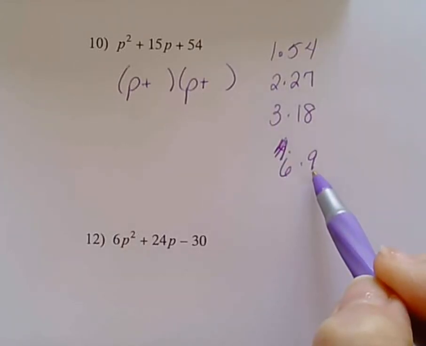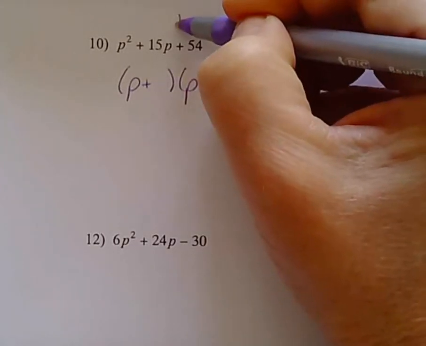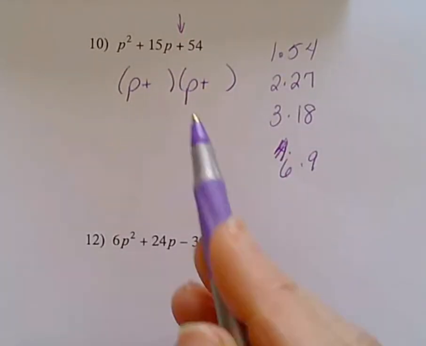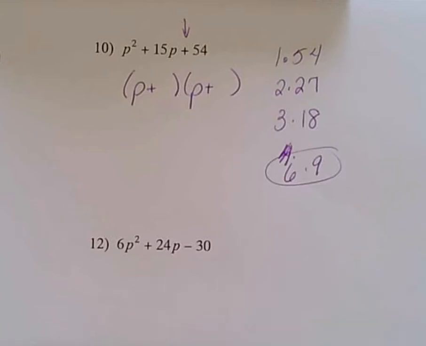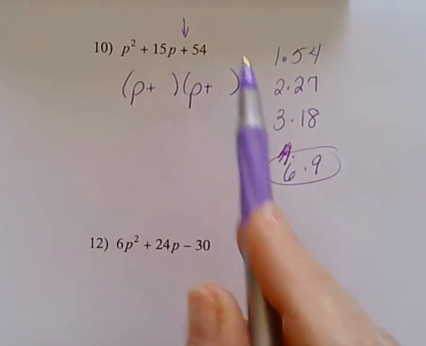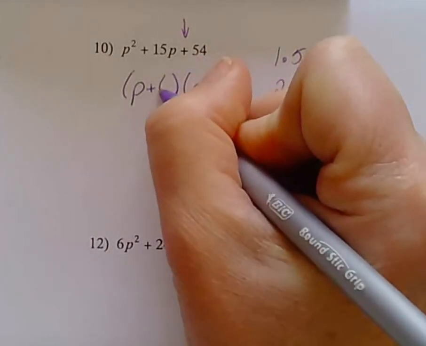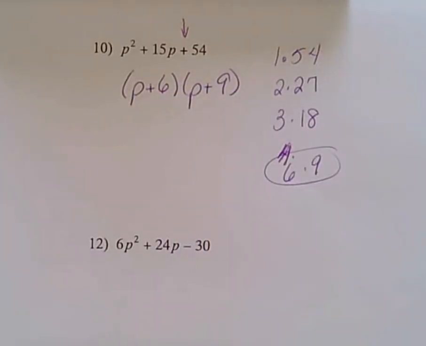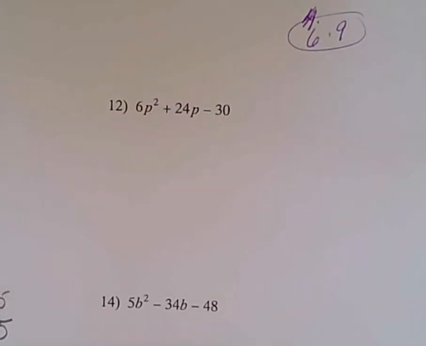These are all of our choices. Remember, this plus sign here says that we have to add to get 15. Here we go. 6 times 9 is 54, and when you add those numbers, you get 15, 6 and 9. Okay, next one. Look for something common.